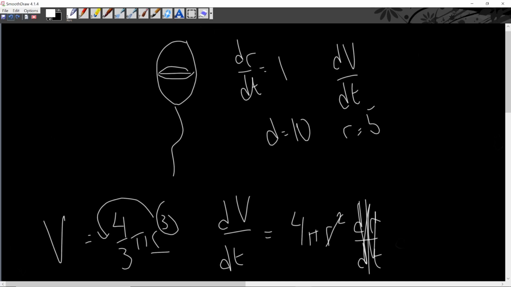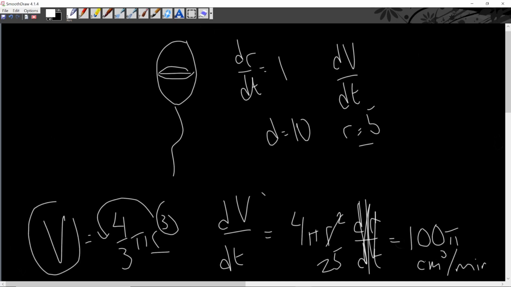Oh, sorry. Yeah, it's late. If it's not obvious, we have r squared is equal to 25, right? We have r is equal to 5, so r squared will be equal to 25, and then 25 times 4 is 100. Yeah, I do need to go to sleep in a reasonable time frame, so we have 100 pi cm cubed per minute. Again, we're doing change in volume, so dV/dt, that's what I meant to circle. So change in volume with respect to time.